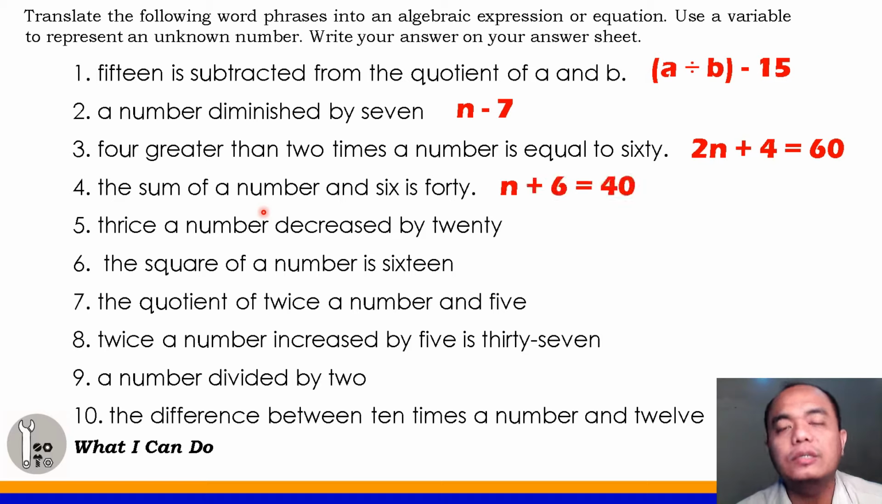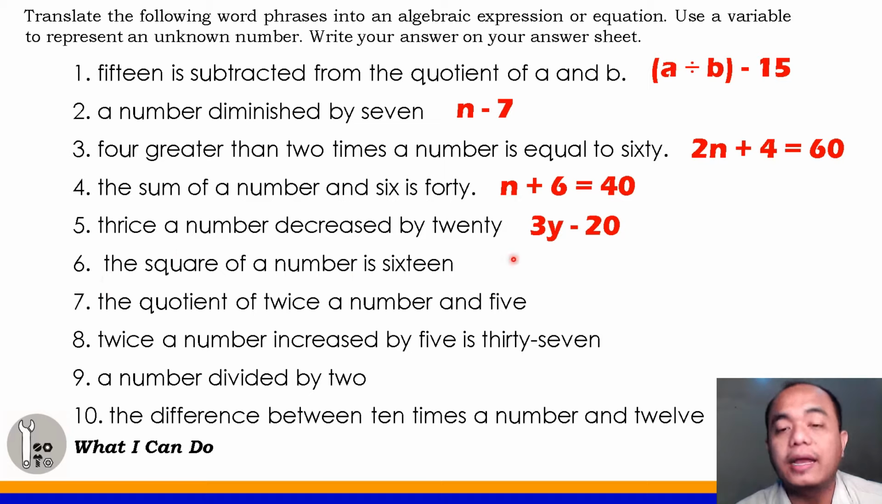So, ang gagamitin ko dito is letter N lang, letter N na naman. The sum of a number and 6 is 40. So, ito yung tamang translation niya. Number 5. Thrice a number decreased by 20. Very good. Huwag kalimutan, yung thrice, ang ibig sabihin nito is 3 times. Okay? You will multiply the number 3 times.